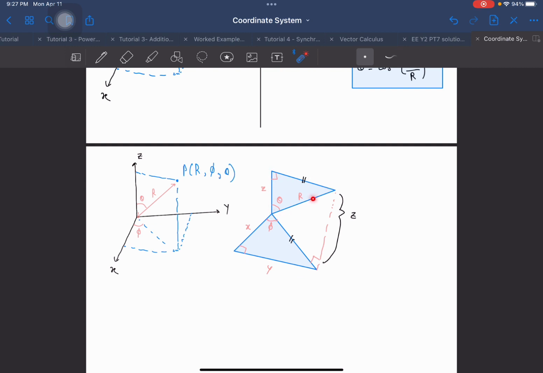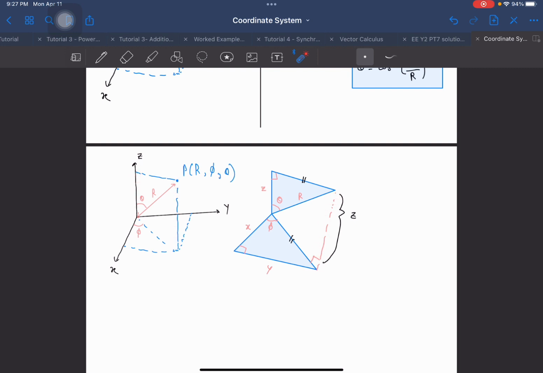So you've got two right angle triangles here, and note that this is the height of the point P, which is z, this is the x distance, and this is the y distance. Okay, so if you use Pythagoras theorem, this side is the square root of x squared plus y squared, and this is equal to this. Then this is theta, this is phi, this is r. Since this is the same as this, I call it z.